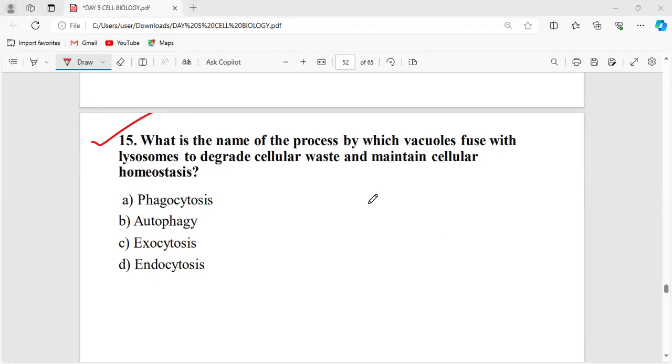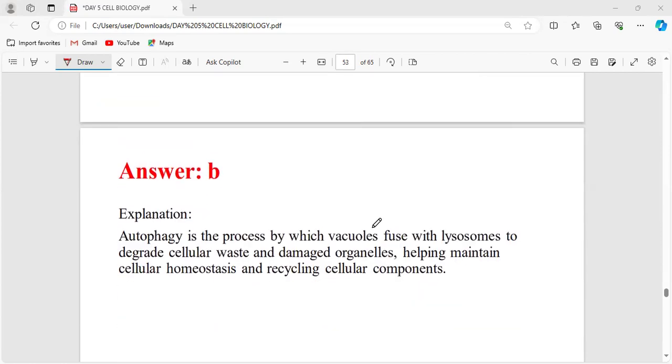Now answer this question. What is the name of the process through which this vacuole is going to fuse with the lysosome and they are going to degrade the waste materials? Okay, by degrading all these waste materials, they are maintaining the homeostasis of that particular organism. Here, this will be the autophagy. Autophagy is the process through which the vacuole fuses with the lysosome, and it leads to the degradation of all the waste materials.